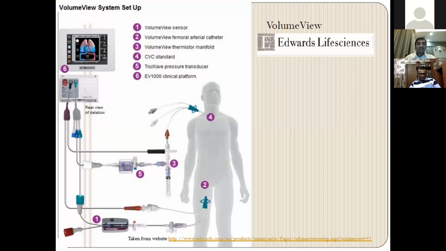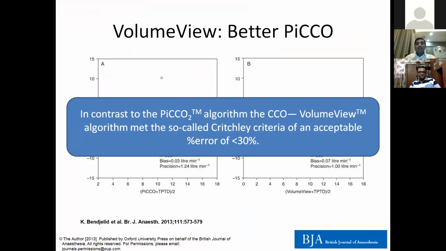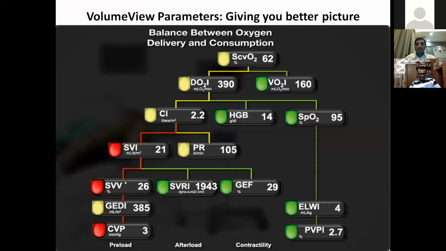One of the good gadgets is VolumeView, and it utilizes the Priestley criteria for an acceptable percentage error of less than 30%. I won't go into much detail, it's a lecture by itself, but we get lots and lots of parameters with a fancy screen which also depicts what is going on. I'm not going into detail on central venous oxygen monitoring because of lots of fallacies recently in a few years, in that it may not accurately reflect tissue perfusion, but yes, it may be one of the parameters that we can utilize along with this monitor.